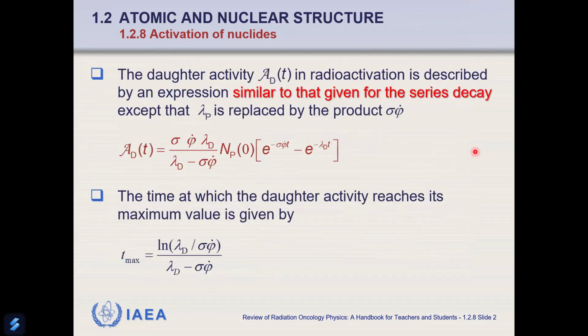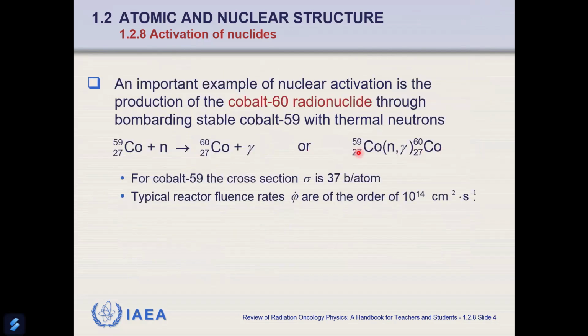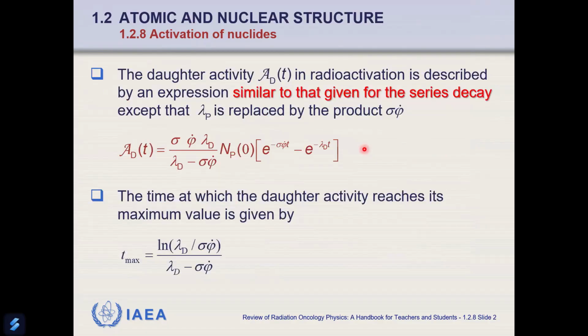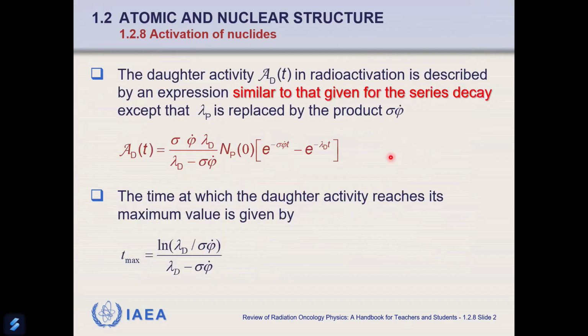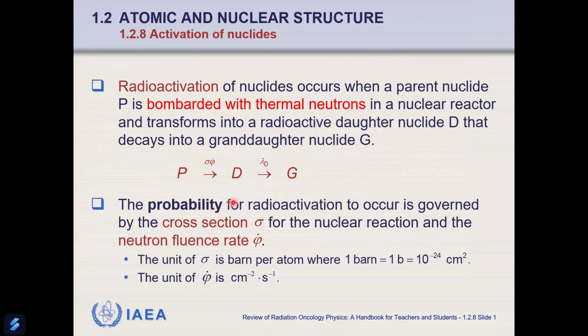And this is actually done practically. I'll show you an example of cobalt-60. You can form an equation similar to the one that I just asked you to derive for the activity of that daughter. Remember, you bombard this parent and then you get a radioactive daughter. You can calculate the activity of that daughter through a similar process to what we did earlier on, and you get this formula for the activity of the daughter. That activity depends on the cross section, sigma, and the neutron fluence rate.